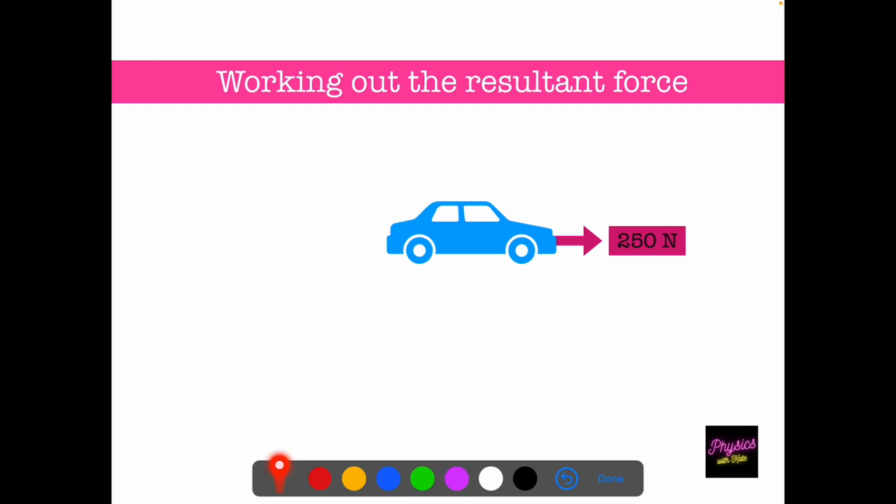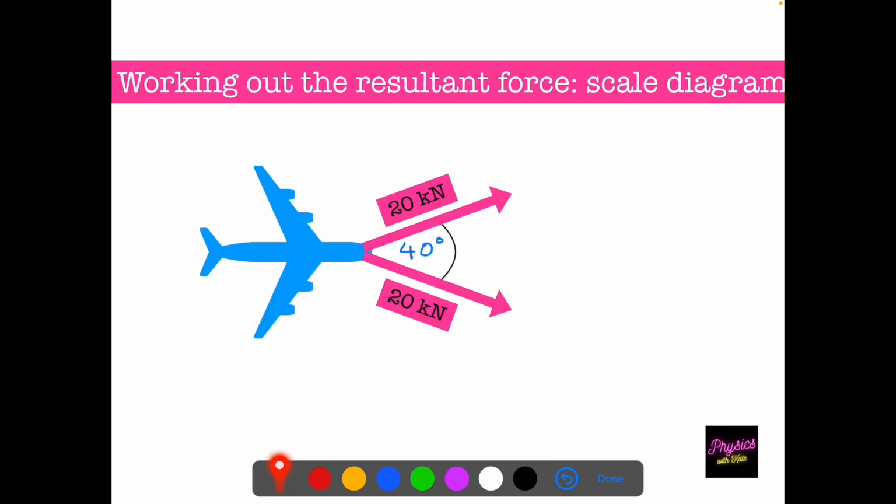But what happens if you haven't got forces that are exactly opposite each other? What if they're at a funny angle? Well, this is where scale diagrams come in. So here we've got a different problem. Instead of the forces being nicely opposite each other, this time we've got 2 forces pulling at a 40-degree angle. So what do we do?